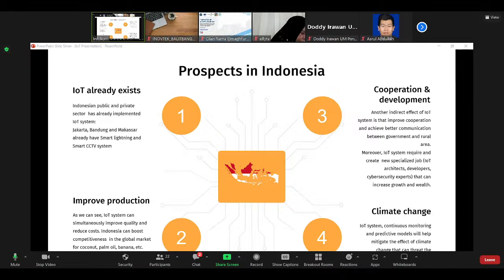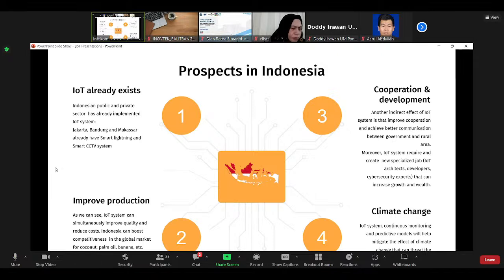So first, I want to say that IoT in Indonesia already exists, especially in smart cities. For example, Jakarta is a smart city. So you already have the capability, you already have the knowledge to invest in and implement this kind of system. So you already have a use case here in Indonesia.